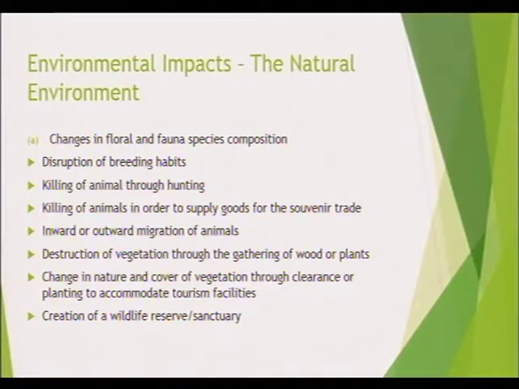People can trample in with their feet, with their vehicles. Small animals can be trampled. Animals are killed. I think you've heard about trophy hunting. Animals are killed, and this definitely affects the ecosystem. So we have changes in the vegetation, changes in the fauna.